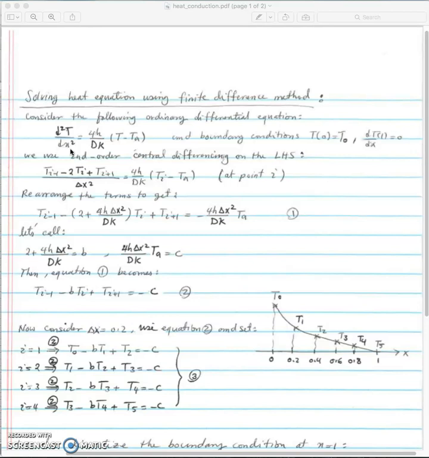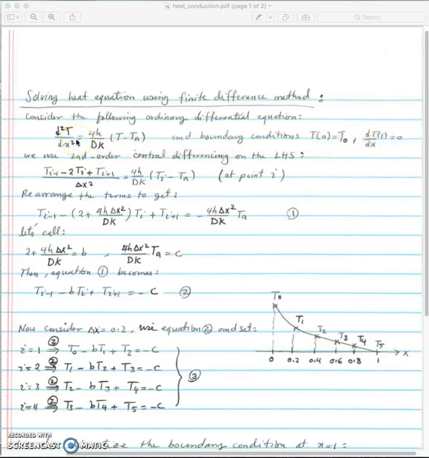h is the heat transfer coefficient, D is the rod diameter, kappa is the thermal conductivity, and T sub A is the air temperature. So these are all known, and the capital T is unknown. We look for it as a function of X. Given that we have two boundary conditions, the temperature on the left is T0, and the flux on the right is 0. So dT/dx at x equal 1 equals 0.